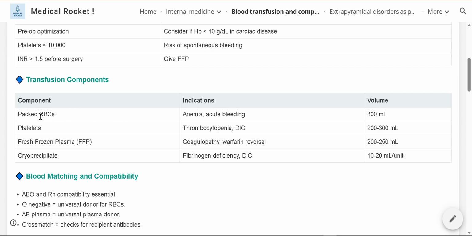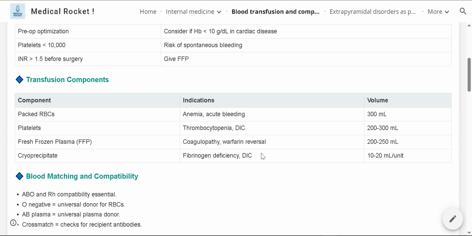Let's match components to their indications. Packed RBCs. 300 milliliters, used for anemia and acute bleeding. Expect a 1 gram per deciliter HB rise per unit. Platelets. 200 to 300 milliliters. For thrombocytopenia, DIC. No cross-match needed, but ABO compatible is ideal. FFP. 200 to 250 milliliters. For coagulopathy and warfarin reversal. Contains all clotting factors but no platelets. Cryoprecipitate, 10 to 20 milliliters per unit. Loaded with fibrinogen, factor VIII, VWF, used in DIC or fibrinogen less than 100 milligrams per deciliter.